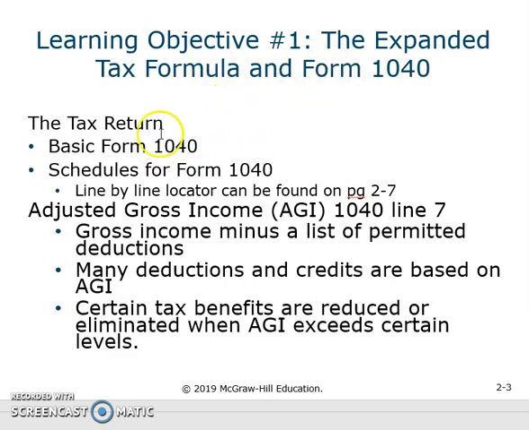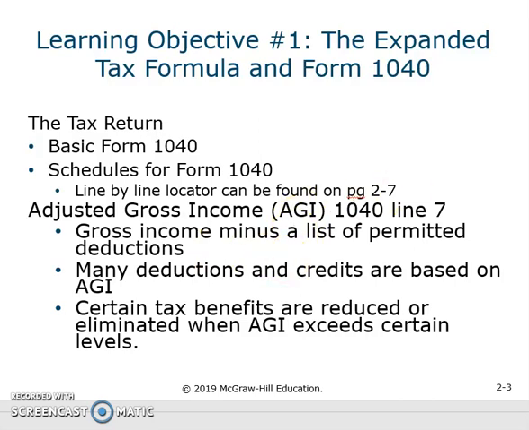So again, our tax return is going to be our basic Form 1040 along with the schedules for 1040. There are 6 new schedules for the Form 1040 this year, which do take the place of the full 1040 from prior years. There is a line-by-line locator that gives you a description of the item and the line and the tax form that item is found on, and that is on page 2-7 of your textbook. I do recommend that, especially when we get to our tax projects, that you reference that page.